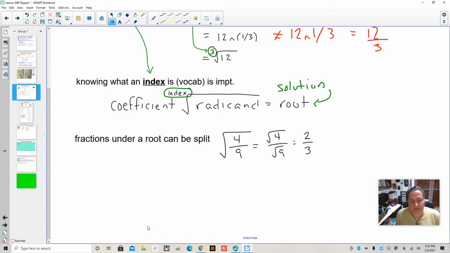And then last thing, fractions under a root can be split. So if I have the square root of 4/9, I can do it as the square root of 4 over the square root of 9, which then is very easy to see what those are.